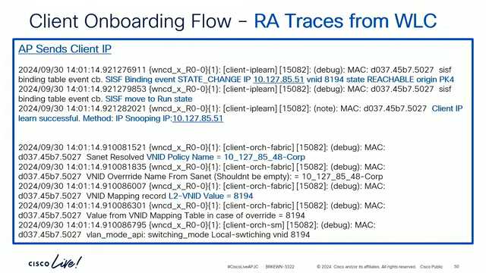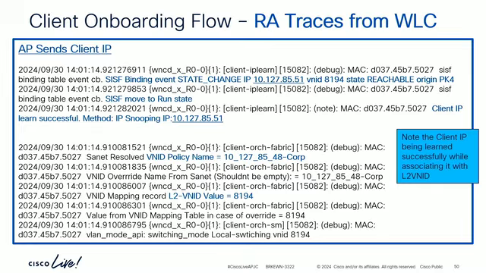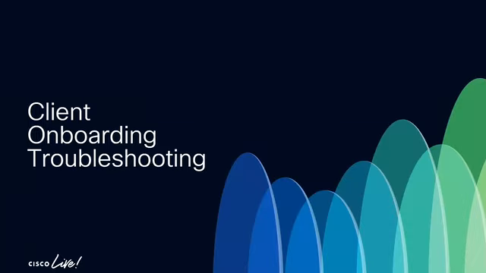The same thing we can see in the RA traces, right? Here you can see SISF, which is the process responsible for the device tracking database. That puts the entry into the device tracking database and also associates that with the L2VN ID out there. So this is something which you can see in the RA traces.